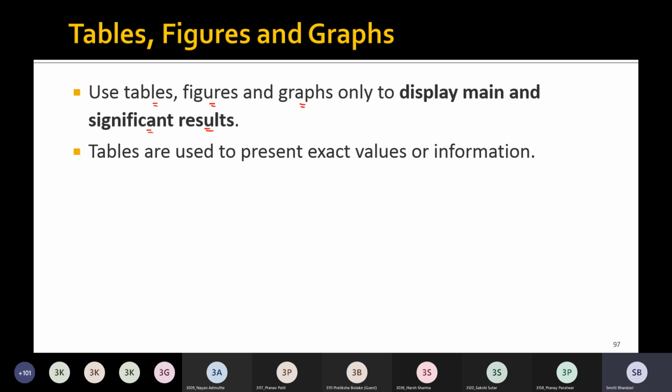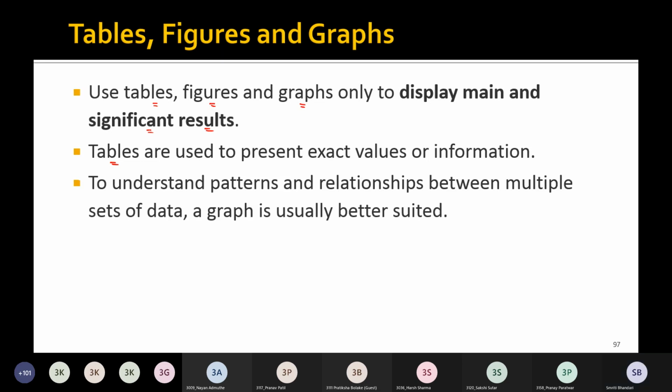Tables typically are used to present exact values or information. So we have used a table to compare various items in our literature. We prepared a table comparing different papers, different materials, and we used some important parameters to compare our literature, and we came up with a table. So a table precisely is used to provide precise information, exact values, and so on. Some results.